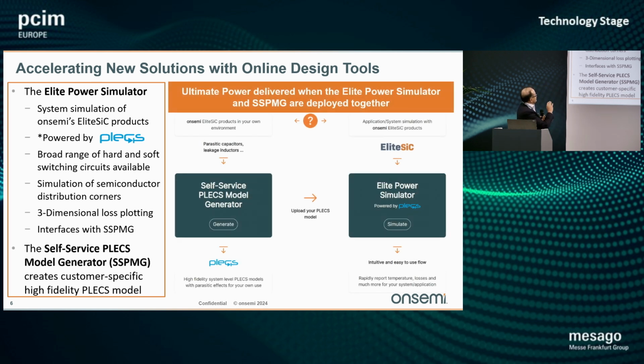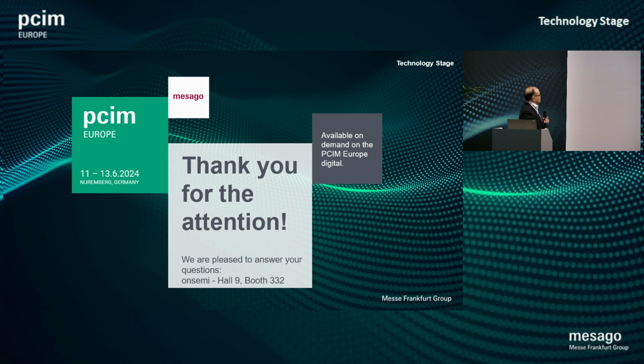And then you can take this platform and utilize the self-service Plexim model generator. What that does is our customers can come in and create their own circuits, putting in their own parasitics, to have a very high fidelity Plexim model into which you can drop in all of our product solutions. So it gives our customers the opportunity to iterate their system solutions in the virtual realm before you have to commit to hardware. So this is a very nice way to accelerate their time to market on their advanced system level designs. So with that, I would like to conclude.